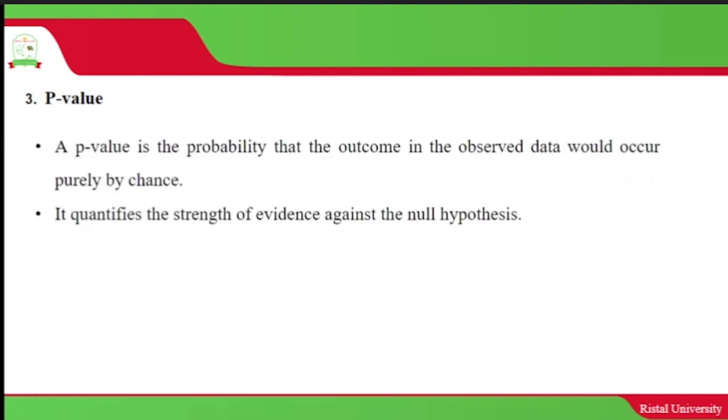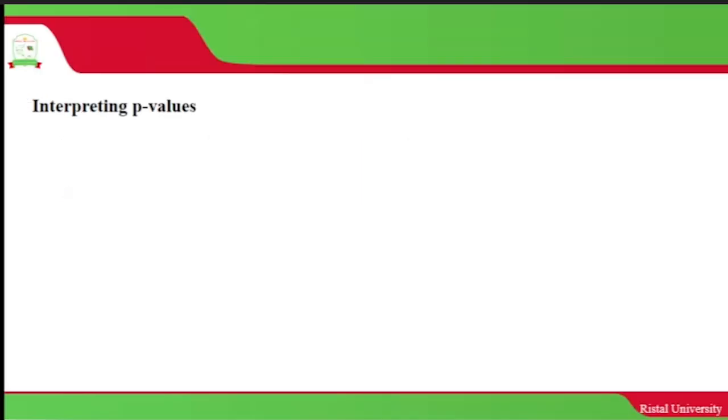What is a p-value? It can be thought of as the probability that the outcome in the observed data would occur purely by chance. It quantifies the strength of evidence against the null hypothesis. How do we interpret these p-values? Because you will always come across p-values during your studies.